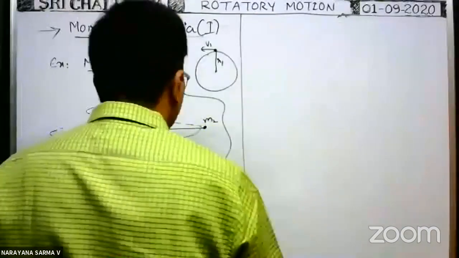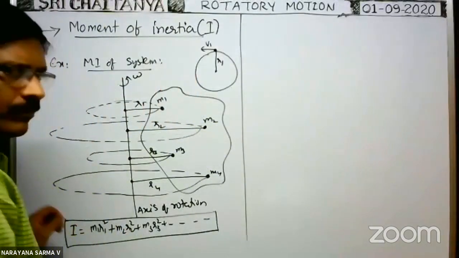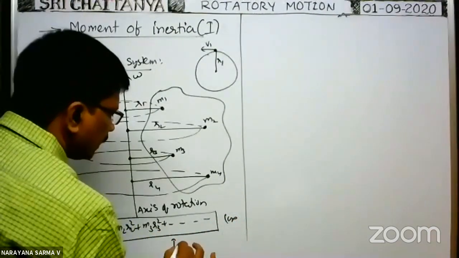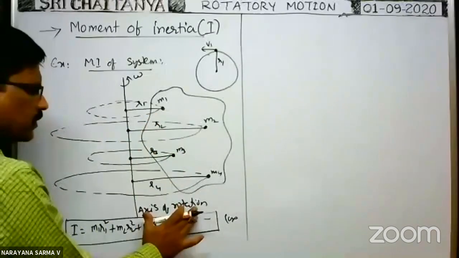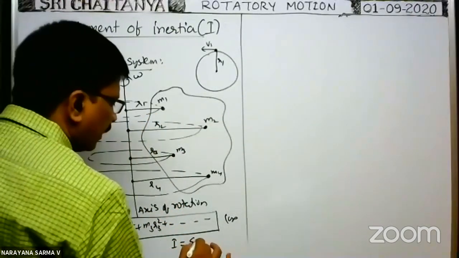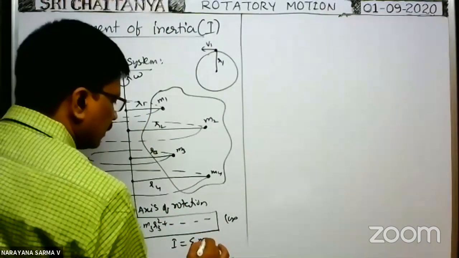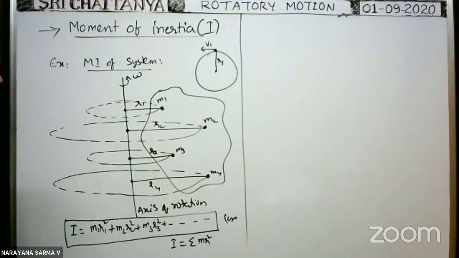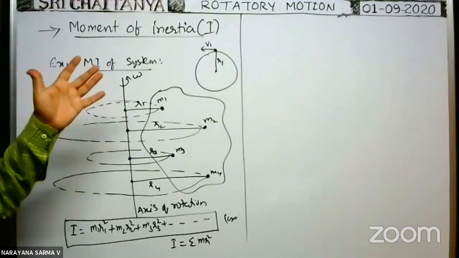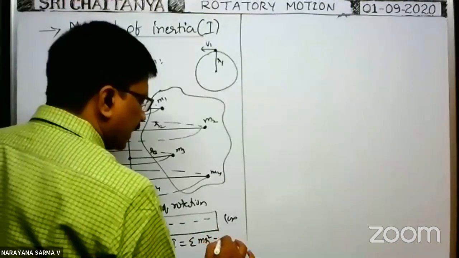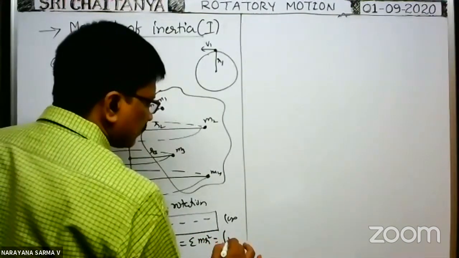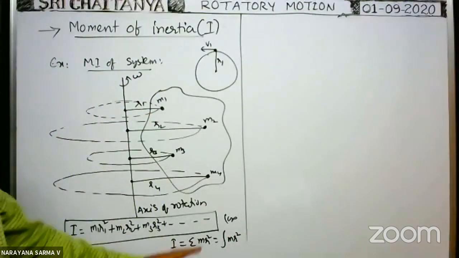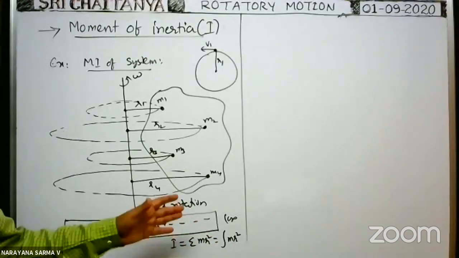Now this formula can be written simply. Instead of writing a number of terms like this, moment of inertia is equal to sigma m r square. Suppose it is a body having continuous mass distribution, then this can also be written as integral m r square. Integral means nothing but summation only. We can write it like this also.